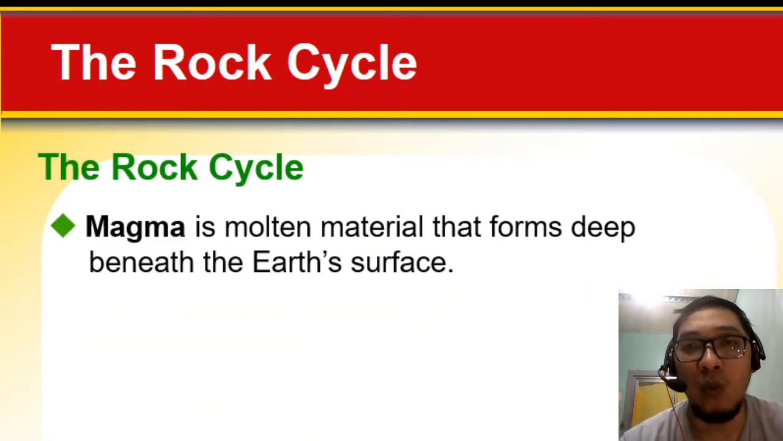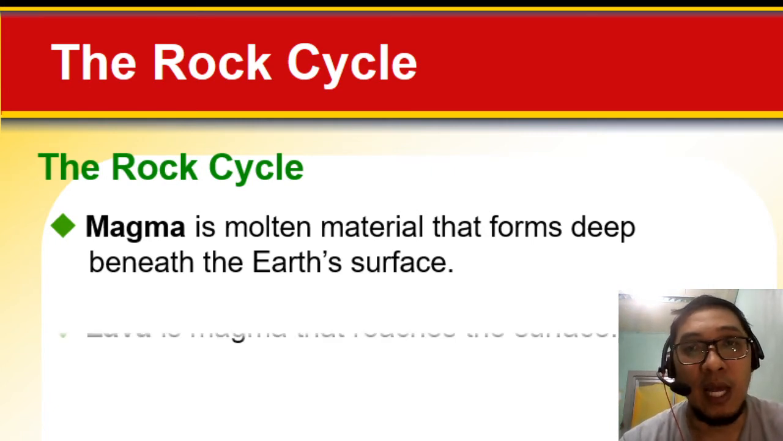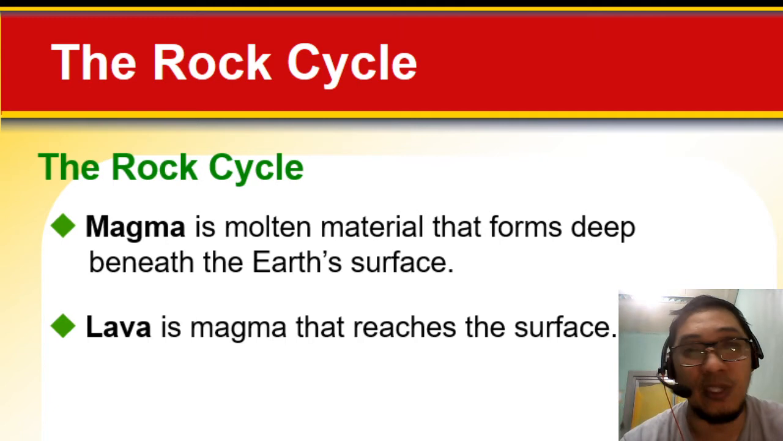Let us look at the rock cycle. Like water, it will undergo a cycle, but before that, we need to know what is magma and what is lava. Do you know the difference? Magma is the molten material that forms deep beneath the Earth's surface. On the other hand, lava is what reaches the surface. So always think of this: magma deep within, lava on the surface. Okay?